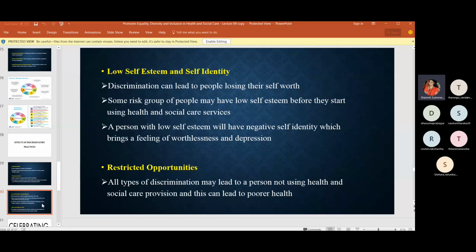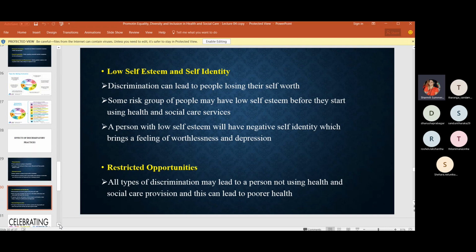And the other one is restricted opportunities. Yes. So not all people may have equal opportunities. If they are not having equal opportunities, although they have all the talent and abilities, they also start to strive there. If they start to strive, that effect is first mental, then it goes to poor physical health. So these are the major impacts or adverse effects of discriminative practices. The ultimate consequence is that it affects the whole health of an individual.